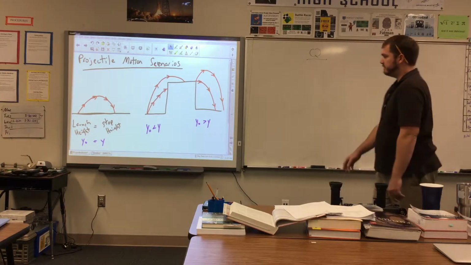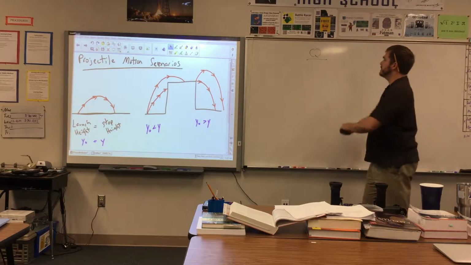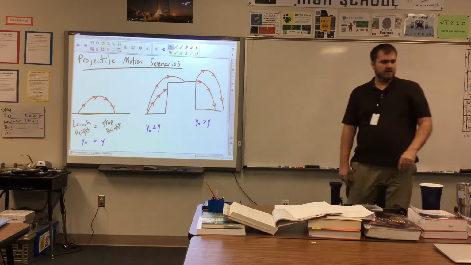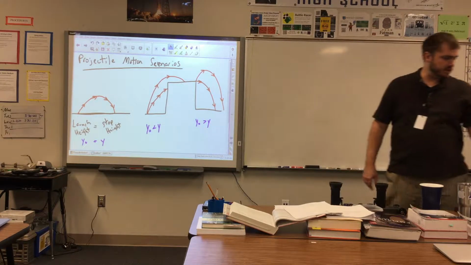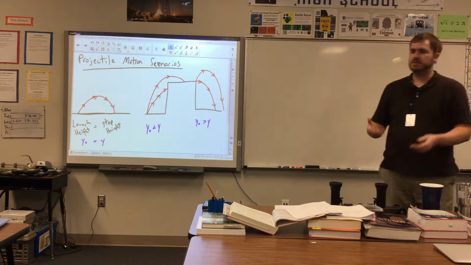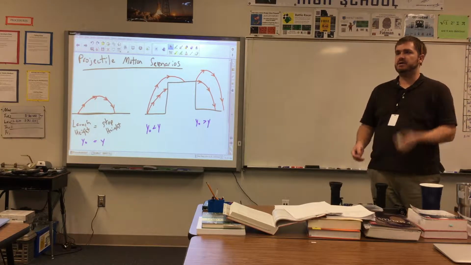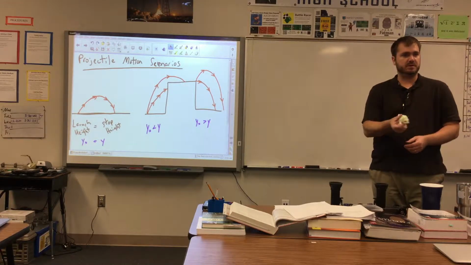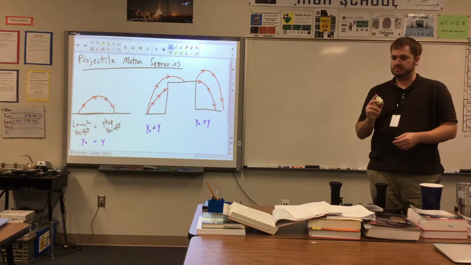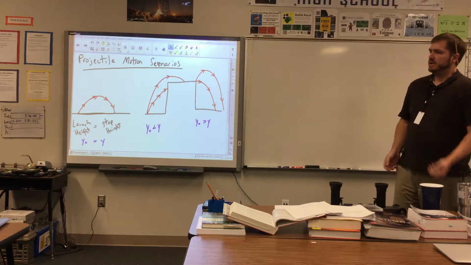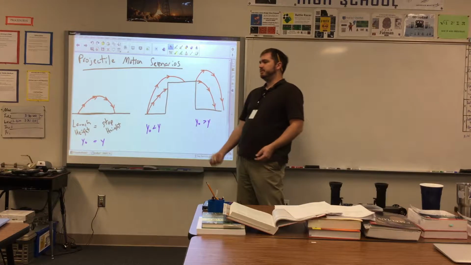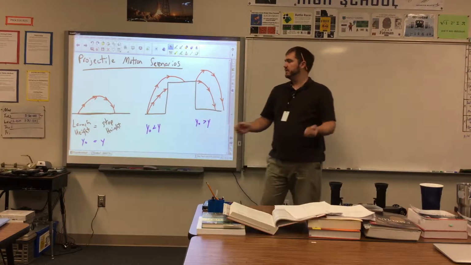This is the first part of projectile motion. You've already done some labs, or a lab on that, where the ball was flying back and forth through the air. Don't have the stress ball, so I'll just use the skull here. A little beaker.